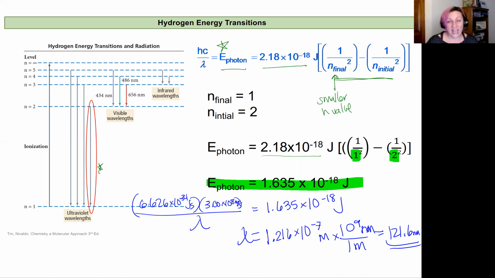So that's how we can predict the wavelengths that we see, and how we can take information about a wavelength and learn about the difference in energy that produced that transition.